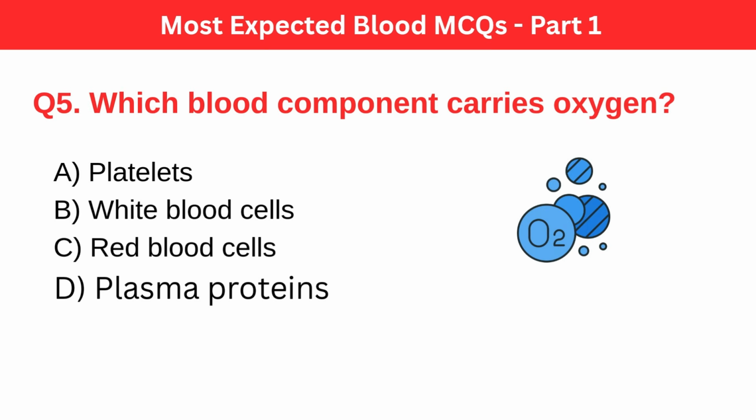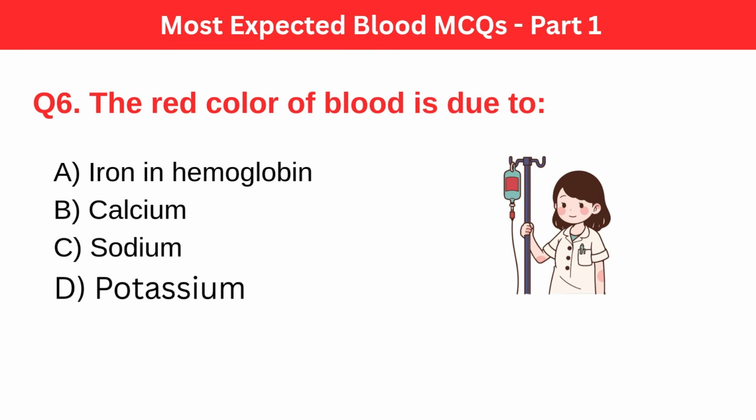Question number 5. Which blood component carries oxygen? The right option is C. Red blood cells. Question number 6. The red color of blood is due to. The right option is A. Iron in hemoglobin.